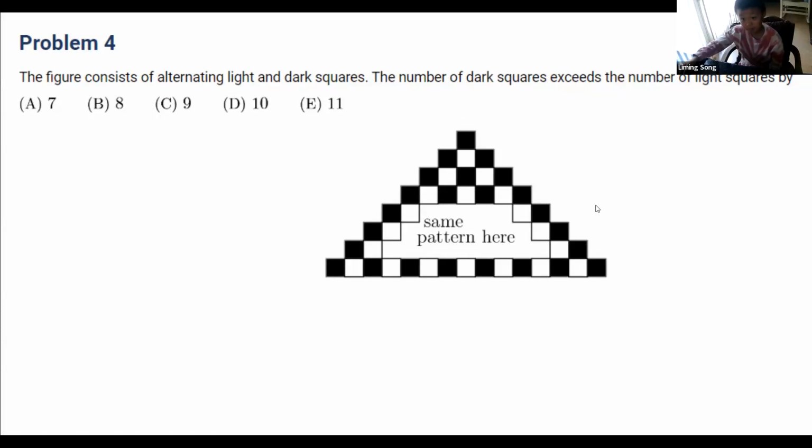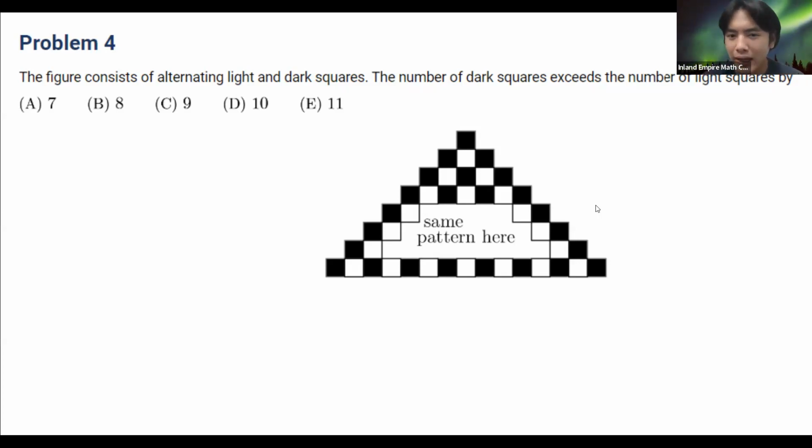I got B because if you count the black and white and subtract the black, you will always get 1. So if you count all the black squares outside, you will get 8. Okay, that's very much correct.